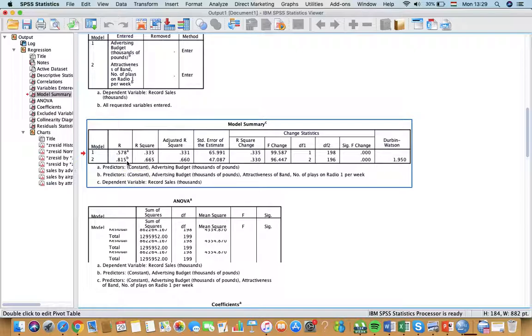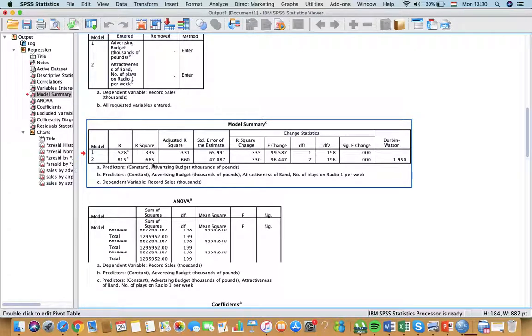The R square, which is how much of the variability in the outcome is accounted for by the predictors. Remember that when we used advertising budget only, it accounted for 33.5% of the variation in the outcome, the record sales. Now that we added two more, the attractiveness of the band and the number of plays on Radio 1 per week, it accounts for 66.5% of the variation in the outcome, so it explains 66.5% of variation.